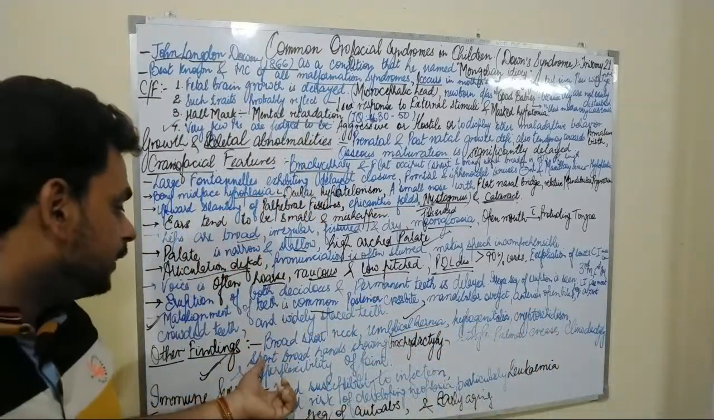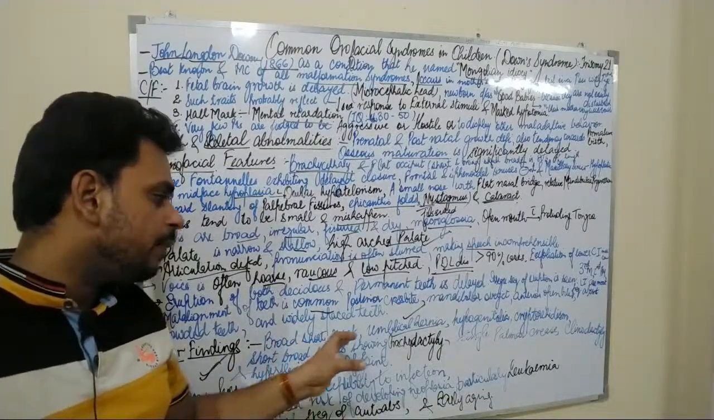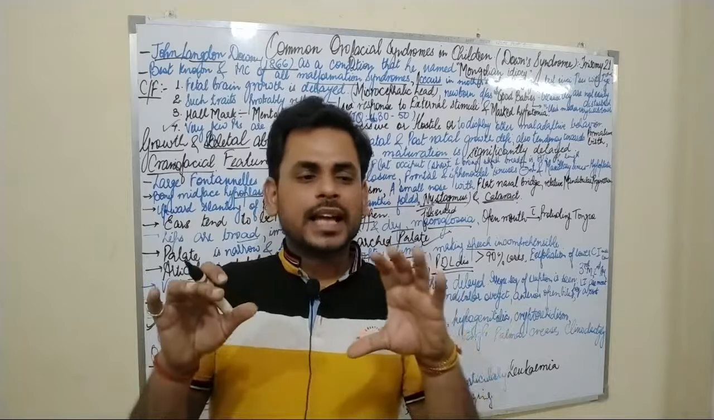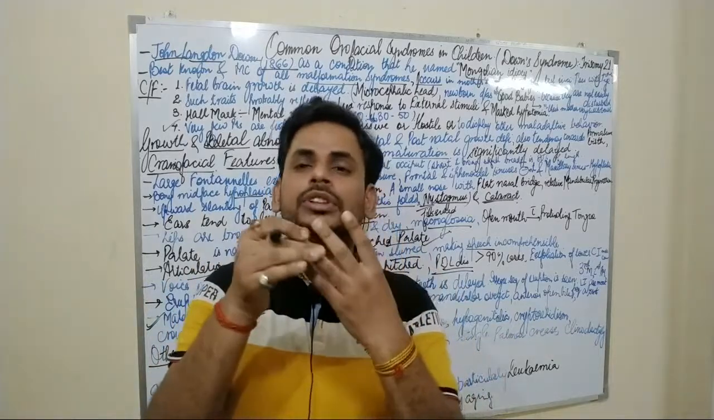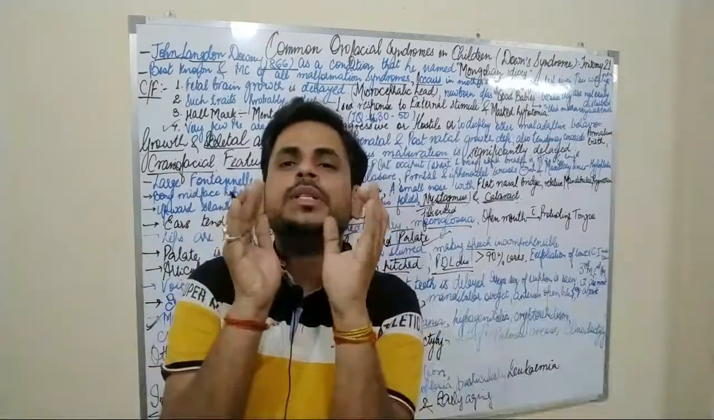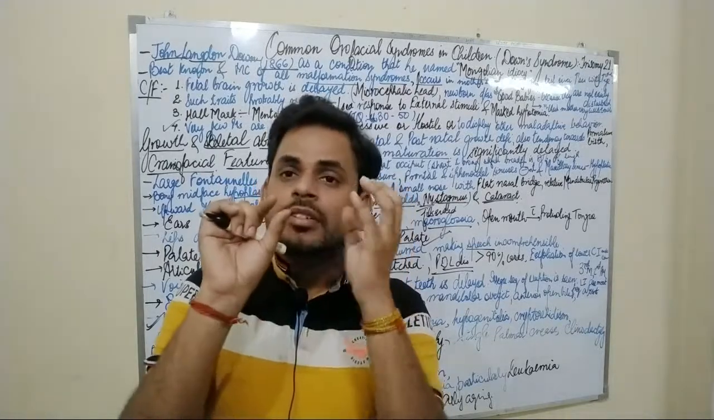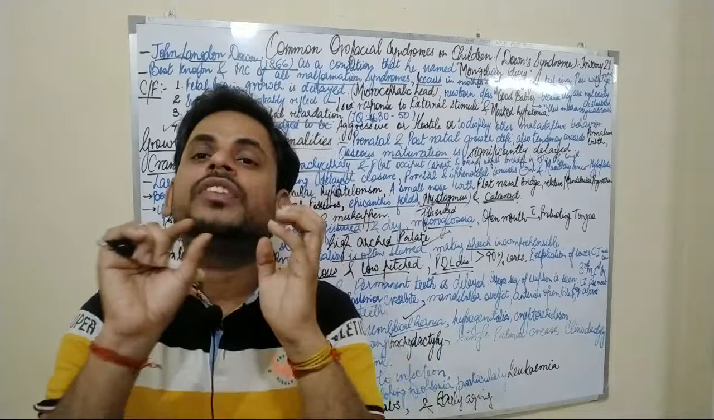And there can be short and broad hands with brachydactyly. Brachydactyly means small fingers due to the small bones of the fingers.